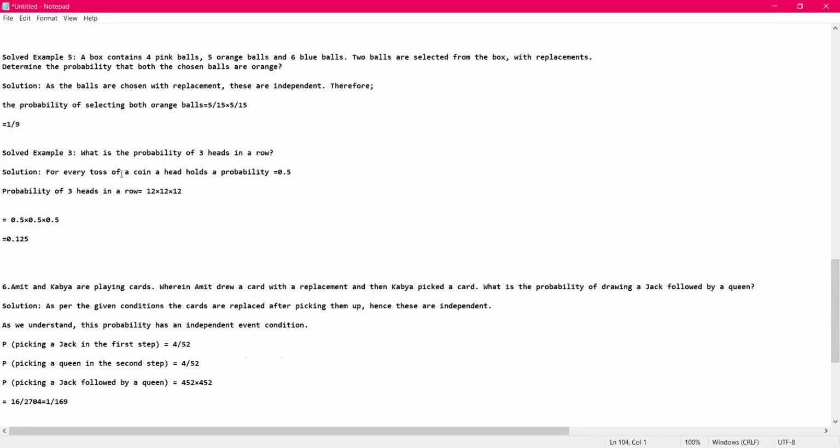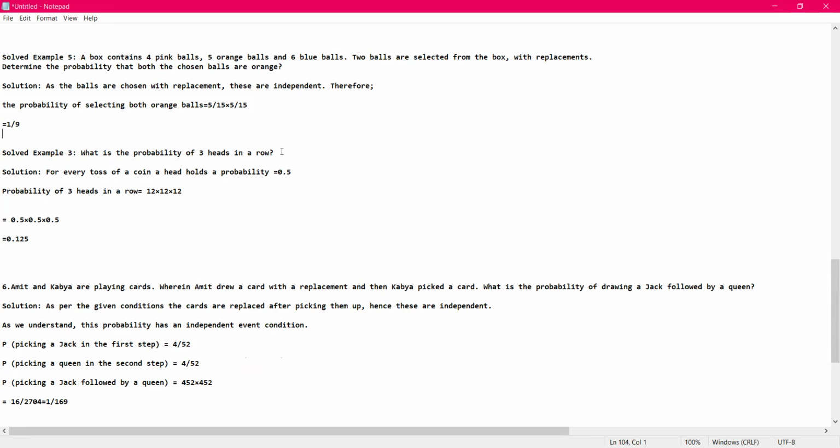So next example. What is the probability of 3 heads in a row? Suppose we are tossing a coin. What is the probability of getting 3 heads? We know that for every toss we will get the same outcome. So probability of getting head and tail is 1 by 2, that is 0.5. So probability of getting 3 heads in a row means continuously 3 heads. First of all, what is the probability of getting a head in a single toss? 1 by 2.